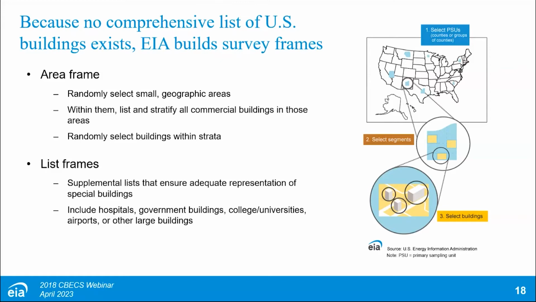And because large buildings are important and they're really influential to energy use, as you saw back on Stacy's slide, we want to make sure that we cover them well. So what we do is we supplement the area frame with available lists of certain types of large buildings, like hospitals, federal buildings, colleges, airports, and we sample from those at the geographically larger primary sampling unit level rather than just within the segments.